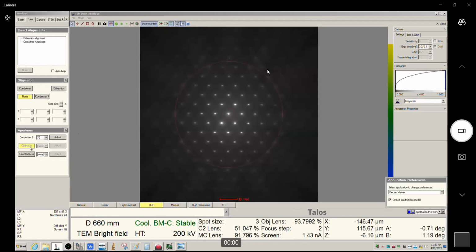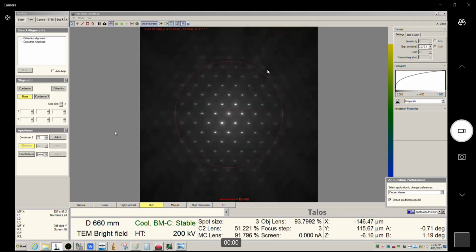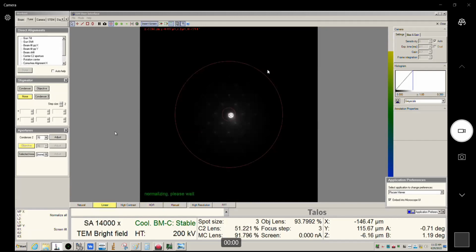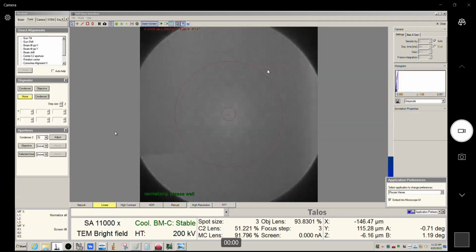Okay, insert the objective. What I'm doing now is making sure I have a parallel beam. Okay, check the aperture edge. There it's blurry. There it's nice and sharp, so I'm good. Okay, and then using my intensity knob to focus the spots. And now I have a parallel beam. Okay, I'm not going to mess with my intensity knob again.